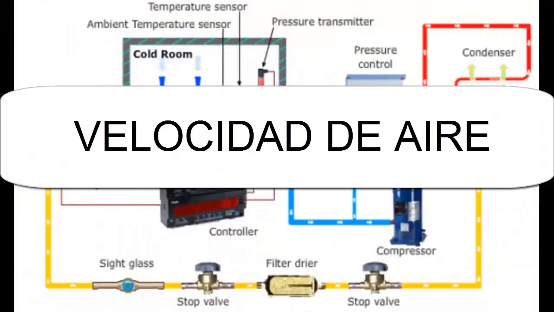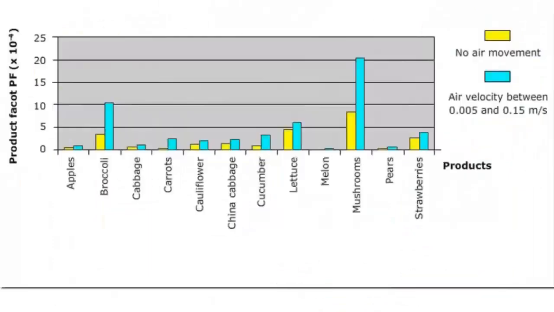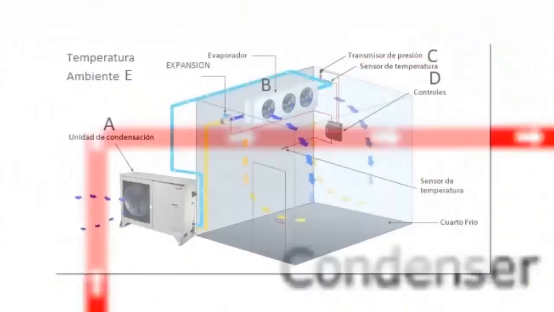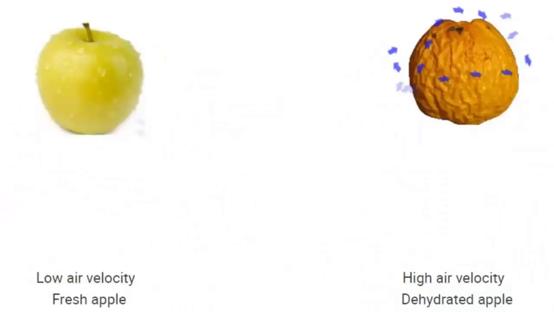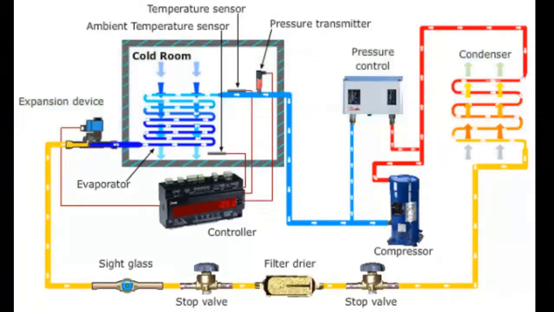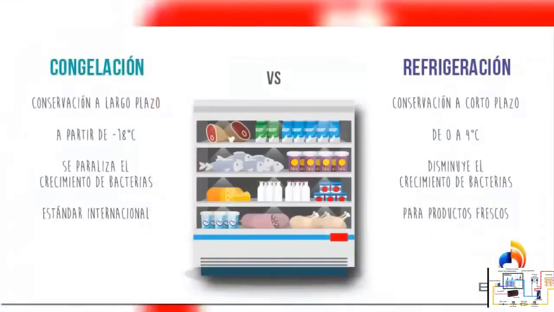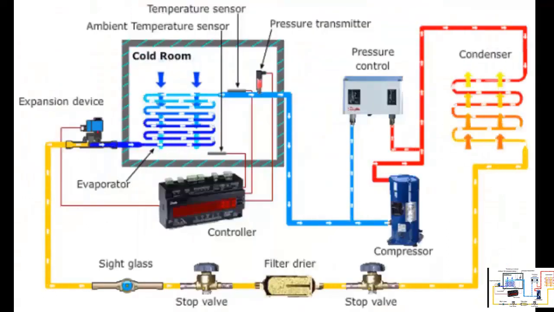2. Air velocity. The cold room controls air velocity to prevent excessive dehydration of the product. 3. Temperature. The cold room maintains the system temperature according to the needs of the stored products, which influences microbiological and chemical processes.